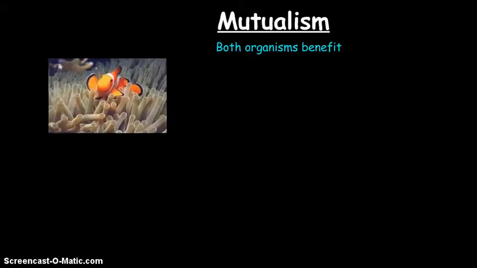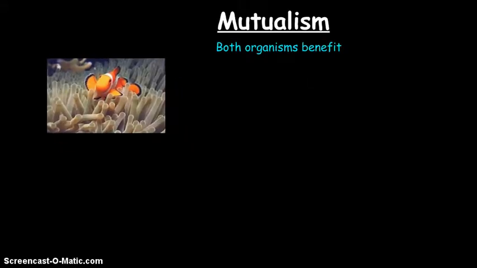One is called mutualism. And mutualism is where they live together and both organisms benefit from living together. The most used example here is going to be the sea anemone and the clownfish. The sea anemone protects the clownfish, steers away its predators and enemies, and the clownfish will do the same thing. It will help the anemone out, and they both benefit.